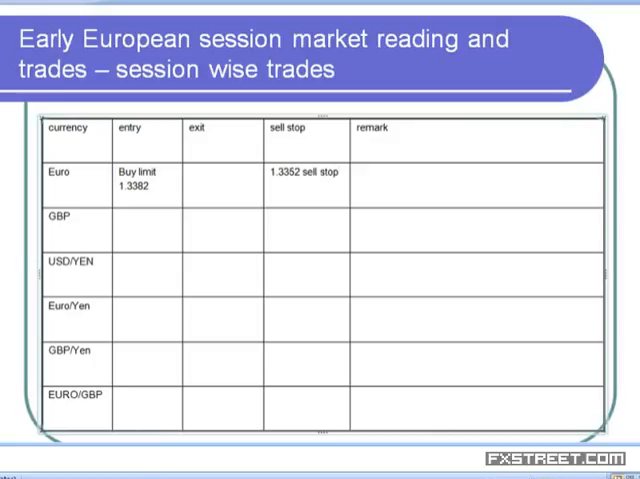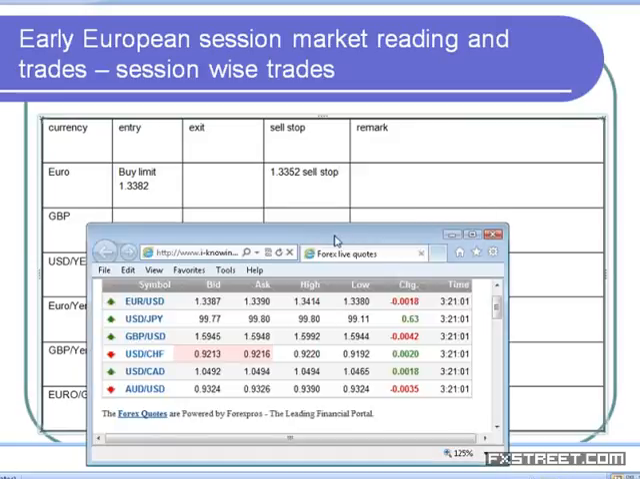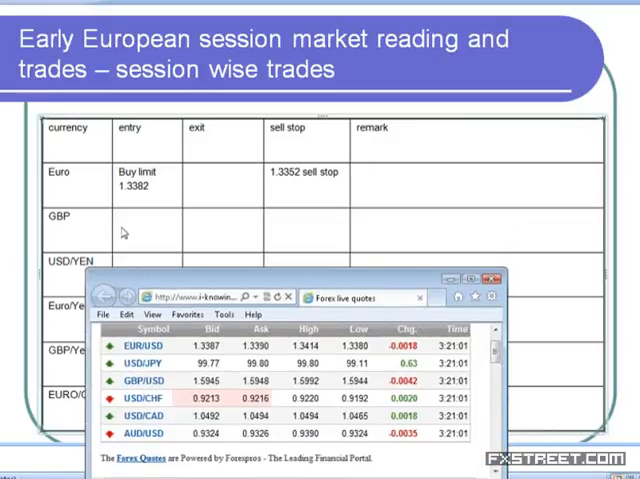So it will be a sell stop. Then in the case of GBP, 1.5944 they have formed, and let us watch for another 10 minutes. If they are not breaching it, we will try to take a buy here.